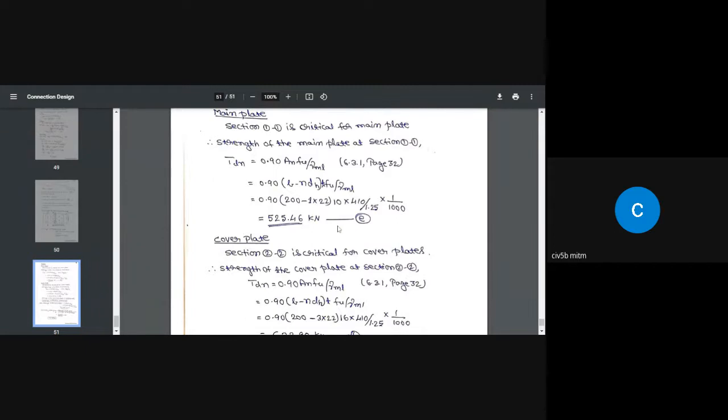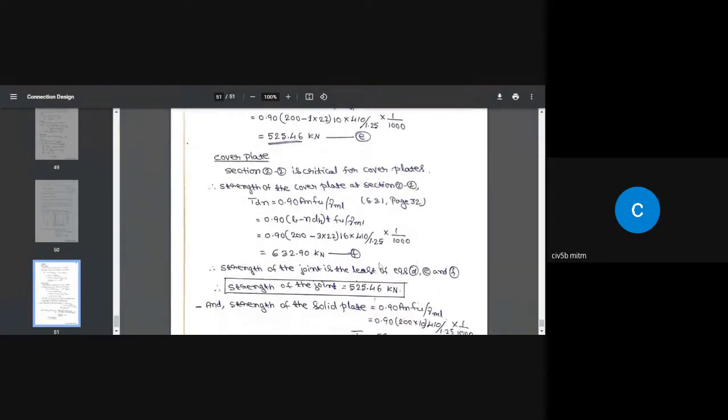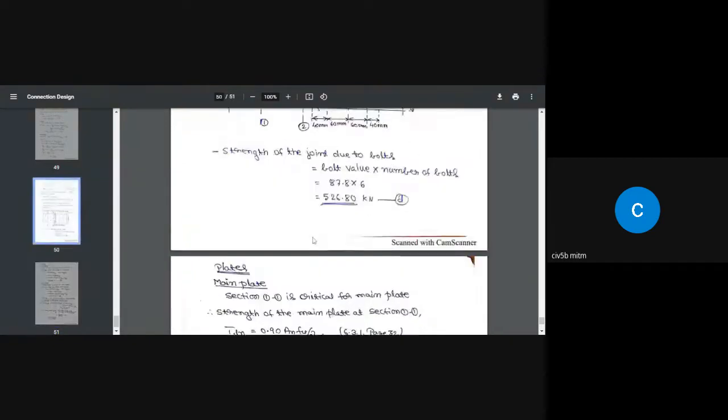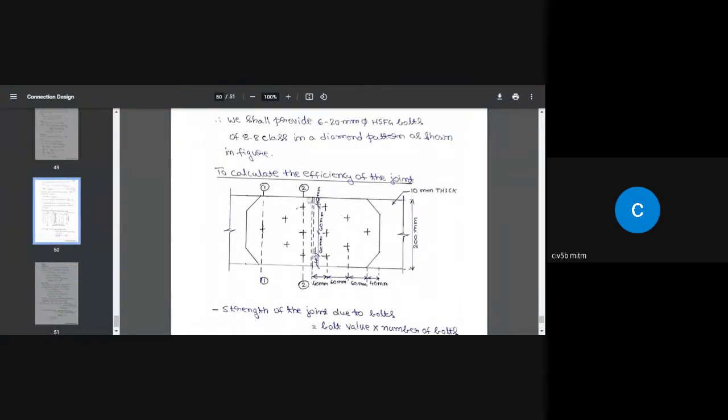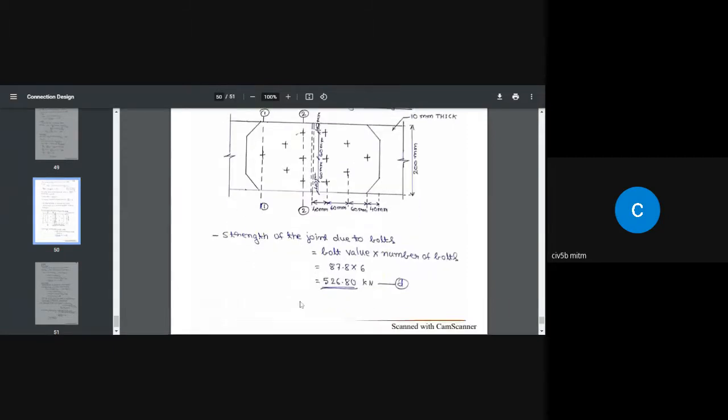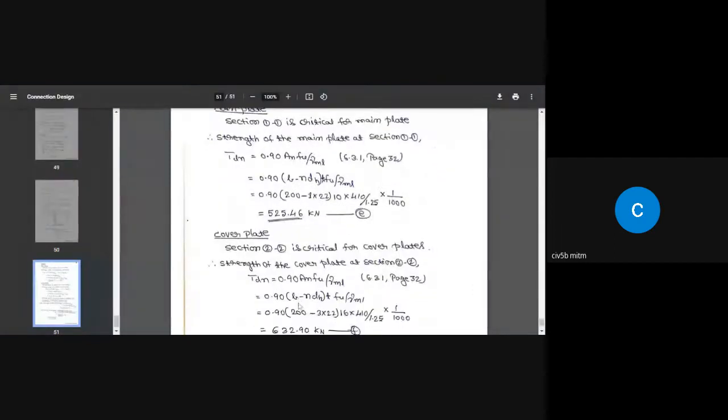Similarly for cover plates. The same formula we are going to apply, and section 2-2 is critical. When you take section 2-2 here, along these two lines, how many bolt holes do we have? We have 3 bolt holes. As a result, from this width, we need to take out 3 bolt hole diameters to get the effective width of the cover plates.